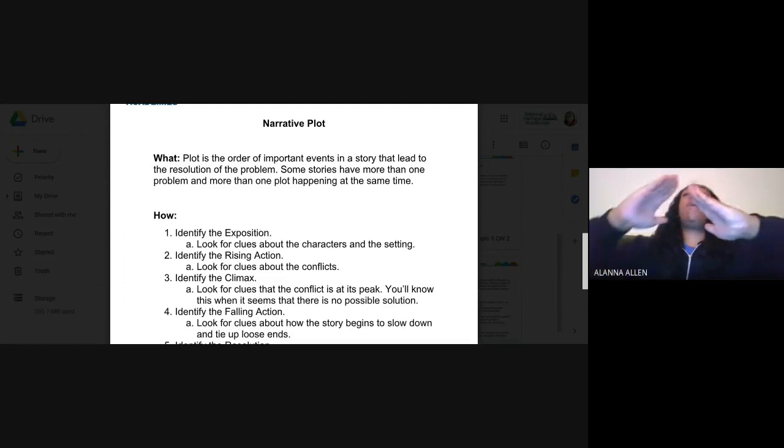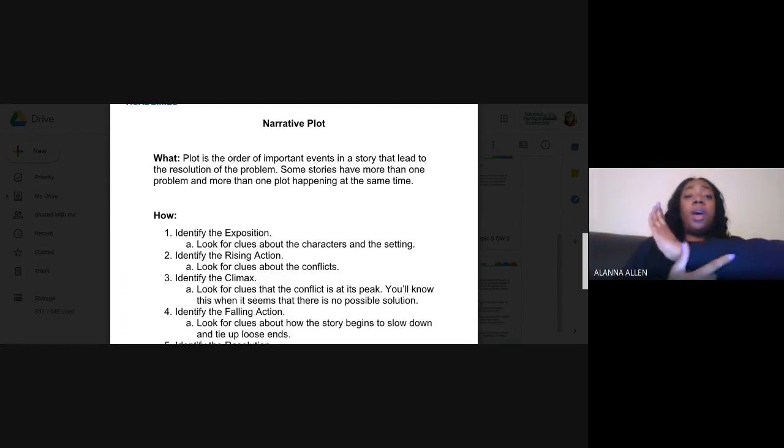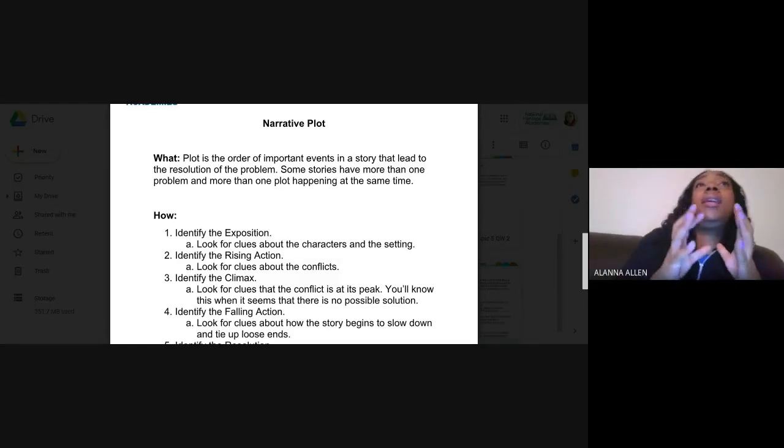So remember that chart we made a long time ago? It kind of looks like this. So the exposition would be down here, right? Then the rising action goes up the low mountain. The peak or the climax is the conflict, okay? So the next we have the falling action, which would be going this way. So you have to identify the falling action by looking for clues about how the story begins to slow down and tie up loose ends. So this is kind of where this problem starts to kind of start getting solved.